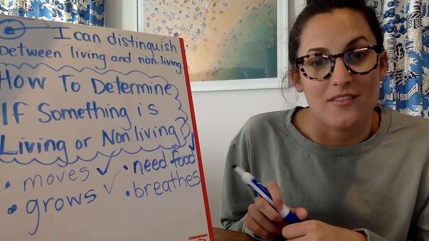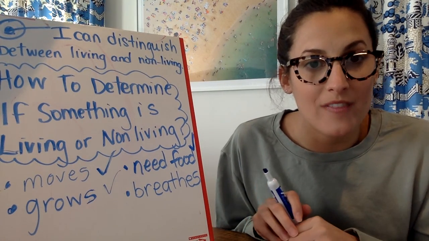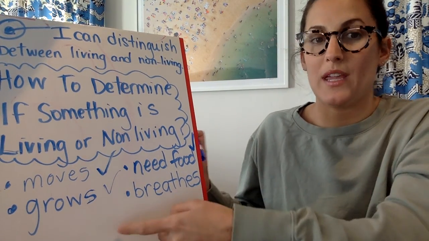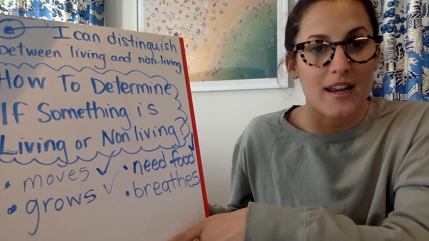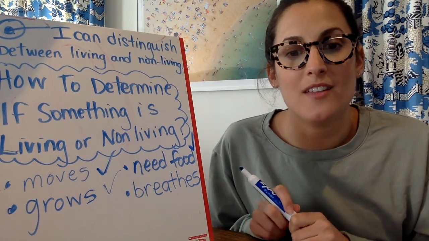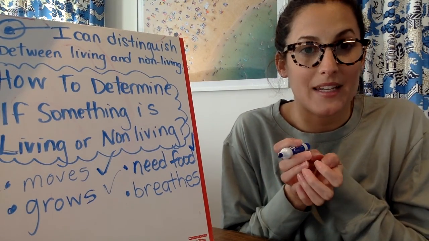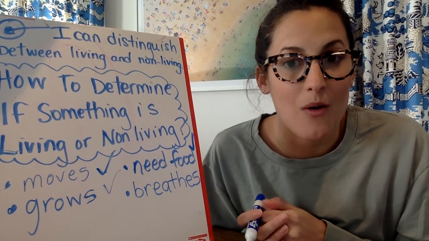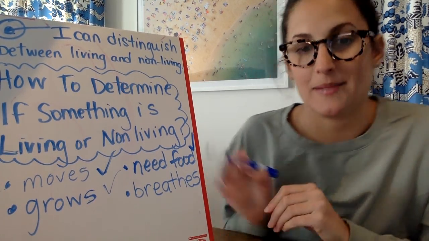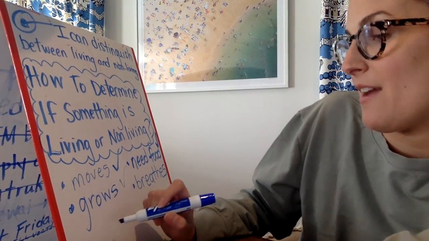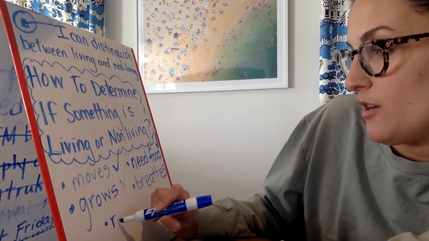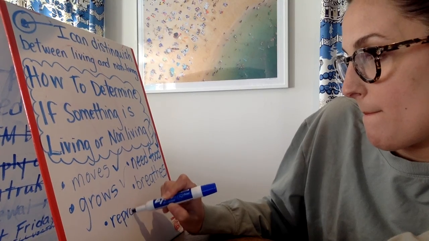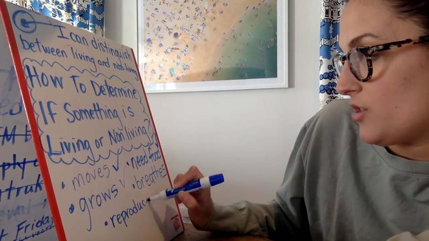Another thing that sunflowers do and all living things do is reproduce. And we can add that as a bullet to our chart. And again, I'm thinking about how that sunflower seed can be planted in a garden to grow other sunflowers. And that's really how a sunflower reproduces. So we're going to add reproduce as another bullet to our chart. We're going to check that off.